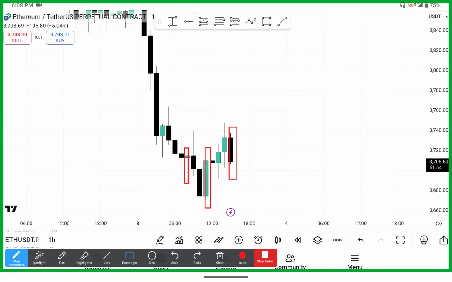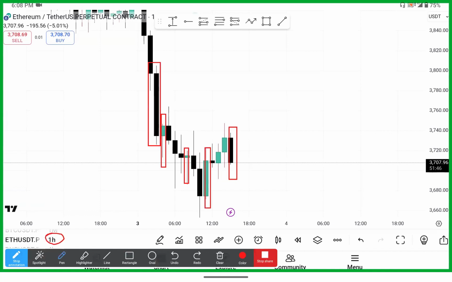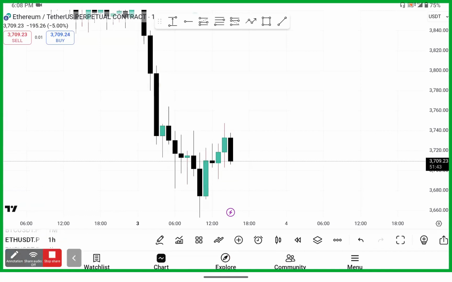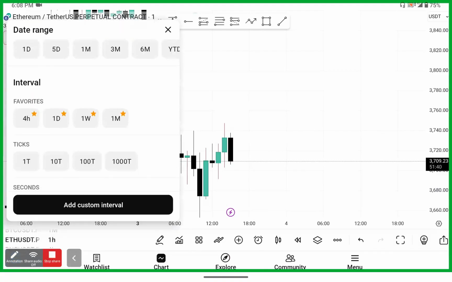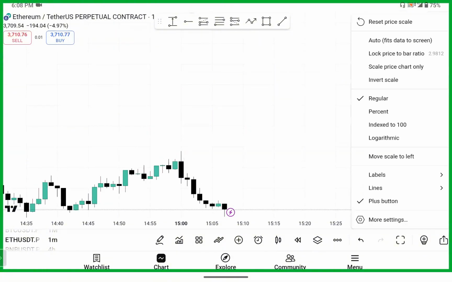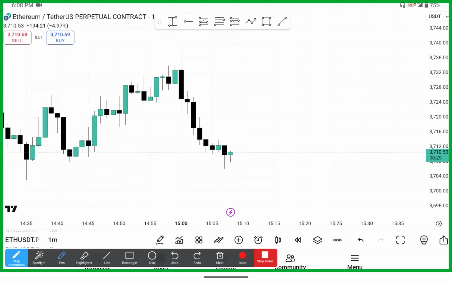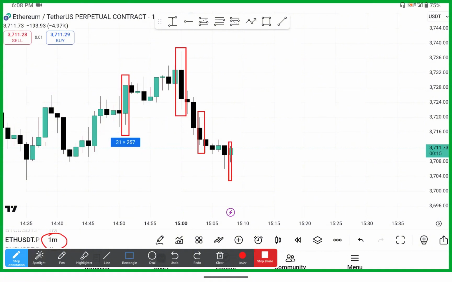Every candle you are seeing took 1 hour to form. Why? It is because I am in 1 hour. What happens when you go to the 1 minute? When you go to 1 minute, the story doesn't change. Let me just refresh. The story doesn't change. When I'm on 1 minute, which is this, I hope you see there, even this one is going to take 1 minute to form. So every candle that you see here took 1 minute to form.